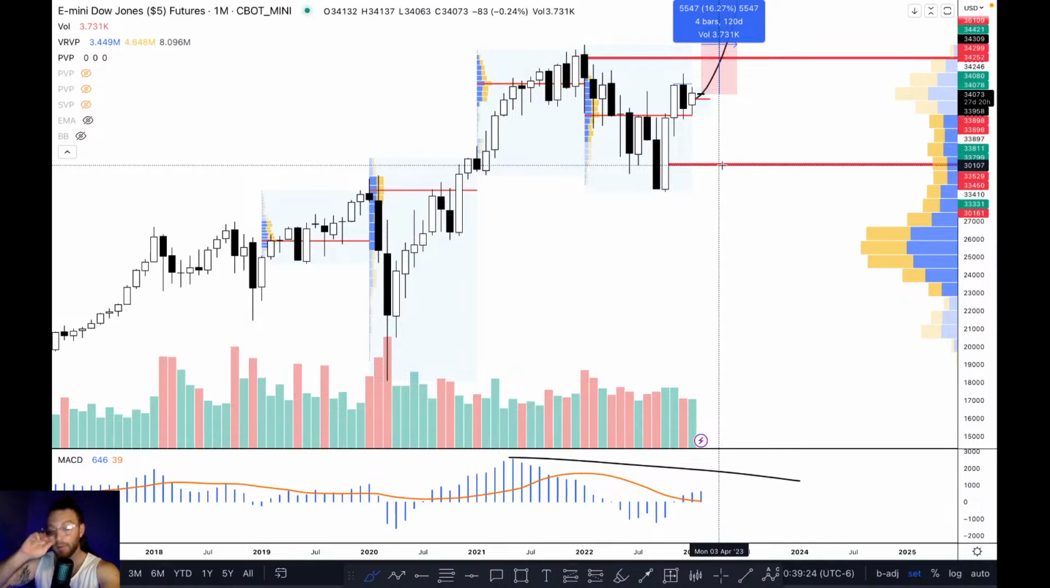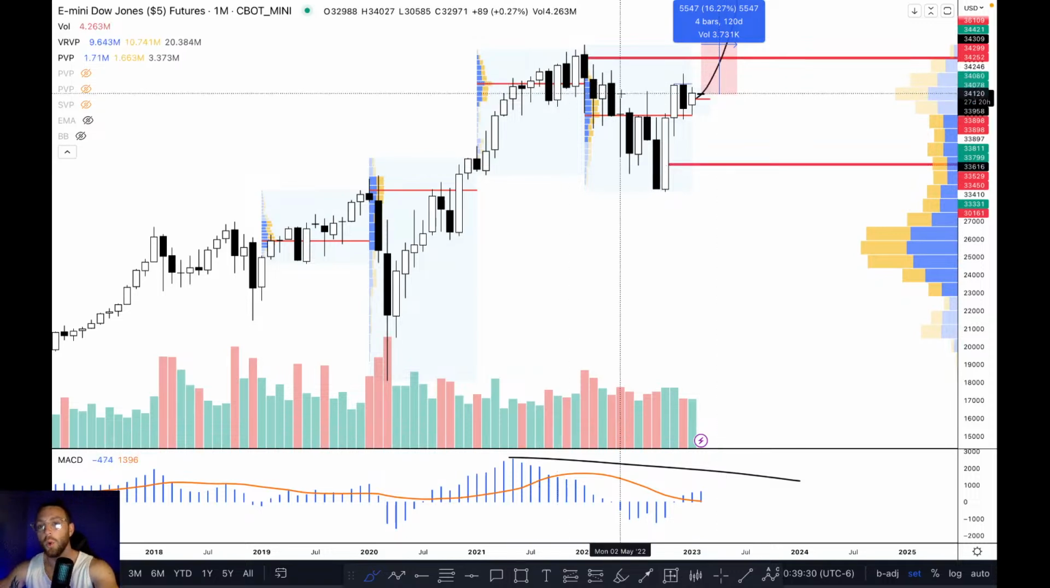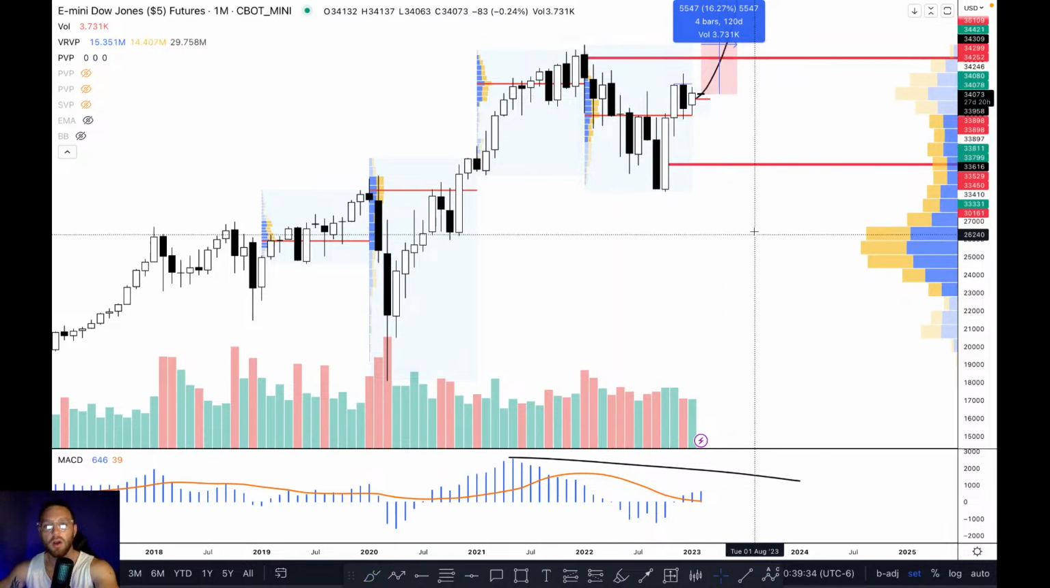So I'm going to be watching how the macro looks on all these different indices to figure out which one is the strongest and the weakest, and then be able to play that on the probability side in the day trading world.